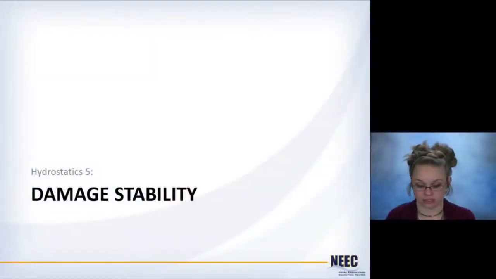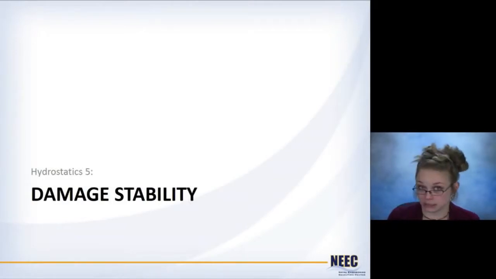So we've been talking about stability with GM and GZ and all these numbers and letters and such. That all had to do with intact stability. So now we've looked at a little bit about some tricky loading conditions. Now what happens if the ship is actually damaged?